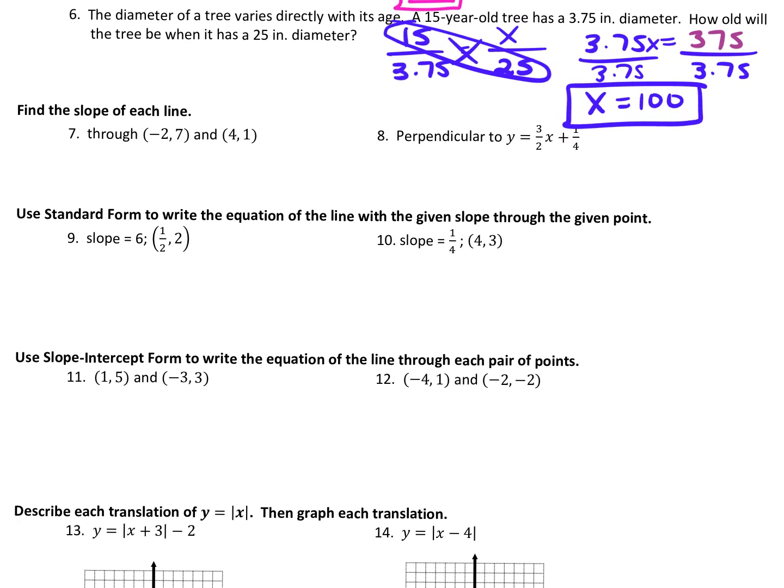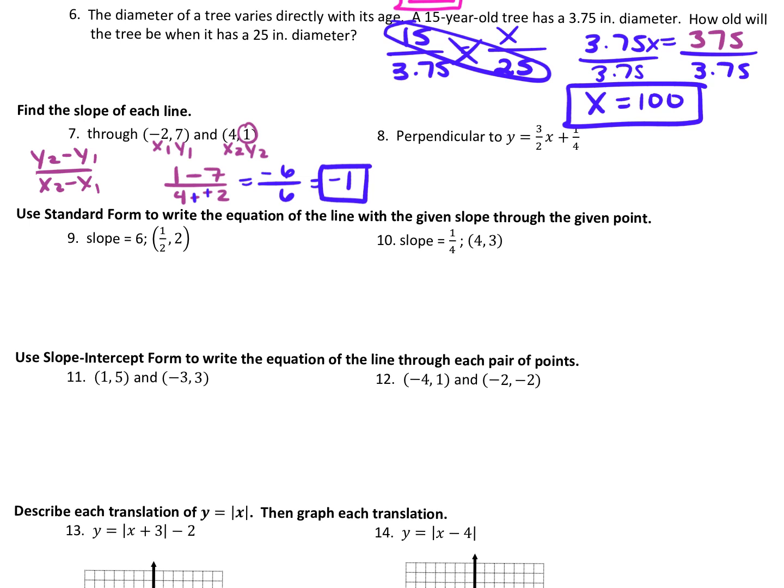Number 7, it says find the slope of each line. Remember, slope formula is y2 minus y1 over x2 minus x1. So this would be x1, y1 and x2, y2. So it's going to be y2 minus y1 over x2 minus a negative 2, which is actually plus a positive 2. So 1 minus 7, or negative 6. 4 plus 2 is 6. So that comes out to a slope of negative 1.